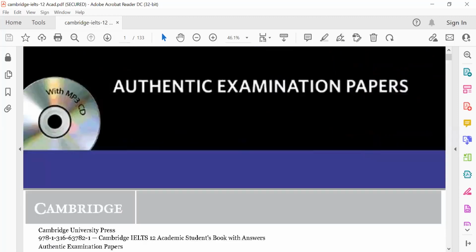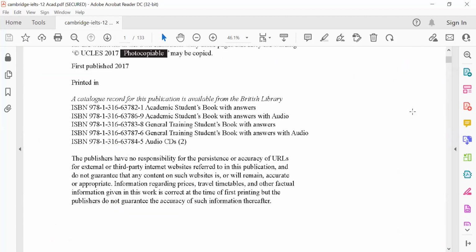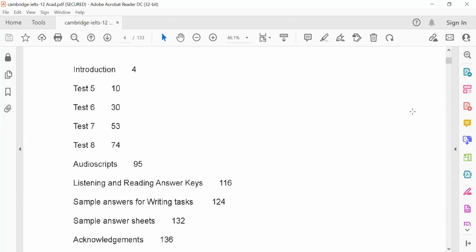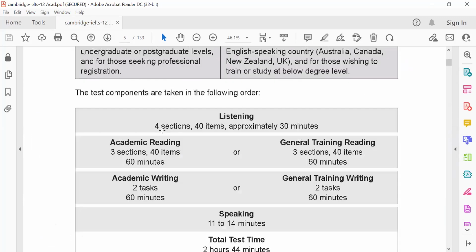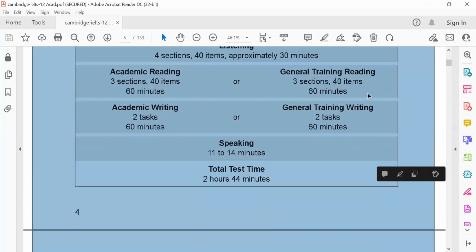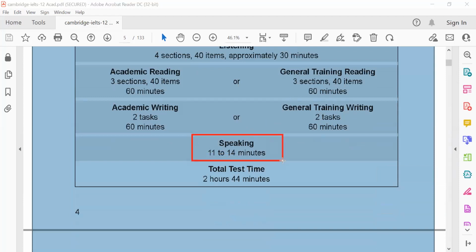All right, so you'll get Cambridge books like these 11, 12, 13, 14, 15, and you'll have tests in it. So when you're taking your test, it will be this entire test that you're applying for. And this test will have 4 sections, wherein listening will have 4 sections and 40 items, and so on and so forth. Reading will have 40 questions. And this is what we are focusing on, speaking. If you notice, speaking is hardly 11 to 14 minutes.